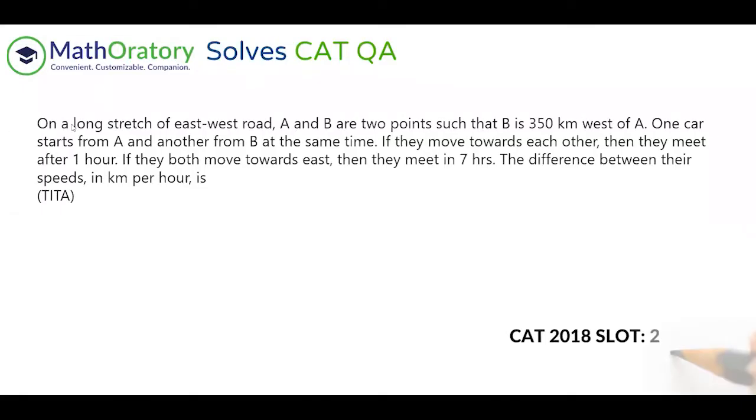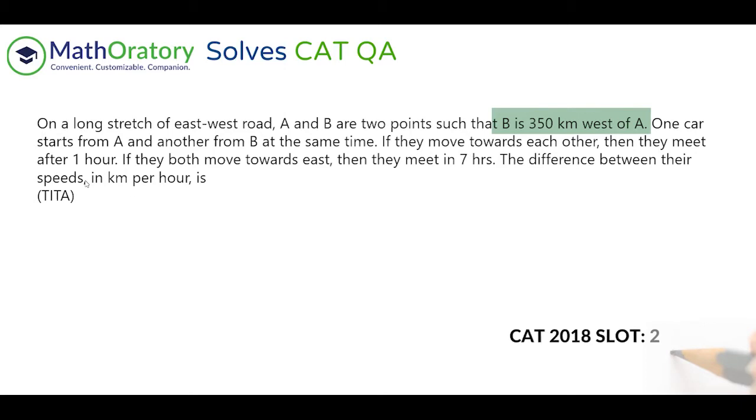Okay, but time distance problem. So we have a long stretch of east-west road. A and B are 2 points, such that B is 350 km west of A. One car starts from A and the other from B at the same time. If they move towards each other, then they meet after 1 hour.